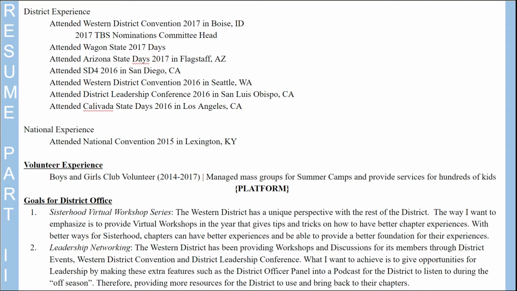And then to continue on with that, this just lists some district experience of this hypothetical candidate. And all of these will just show that you are active as a regular member and that you are willing to put yourself out there and be able to go out and do the thing. And then as well, this candidate also did some volunteer experience with the Boys and Girls Club, and that shows like, oh, you actually have been doing experiences outside of KSI or TBS.